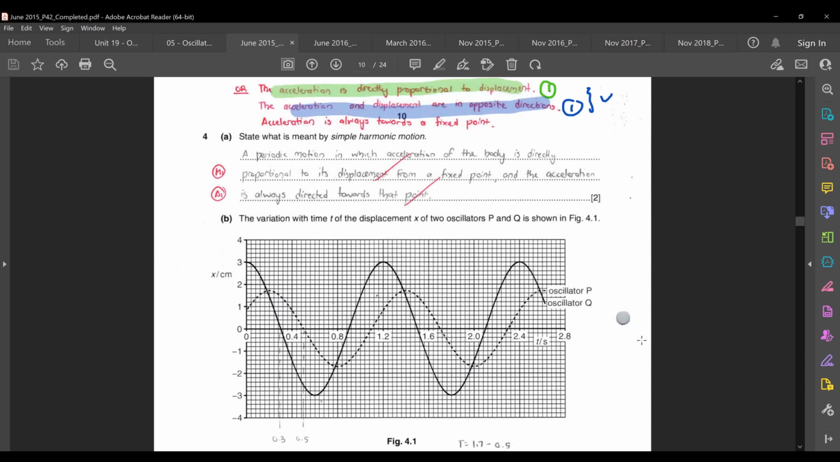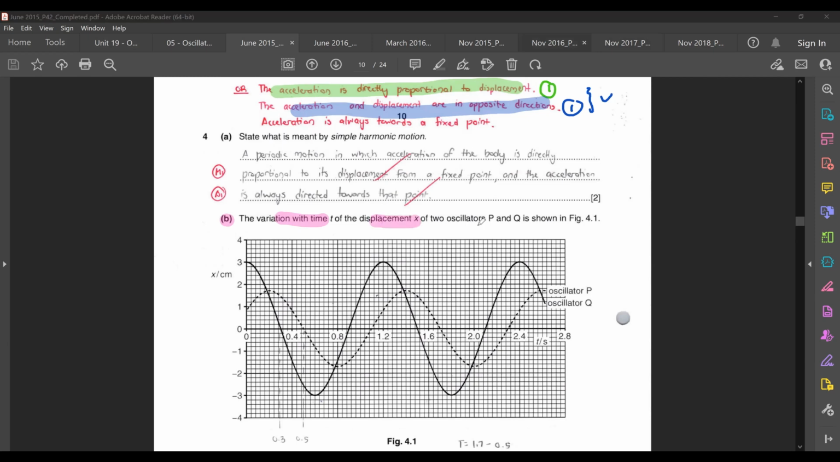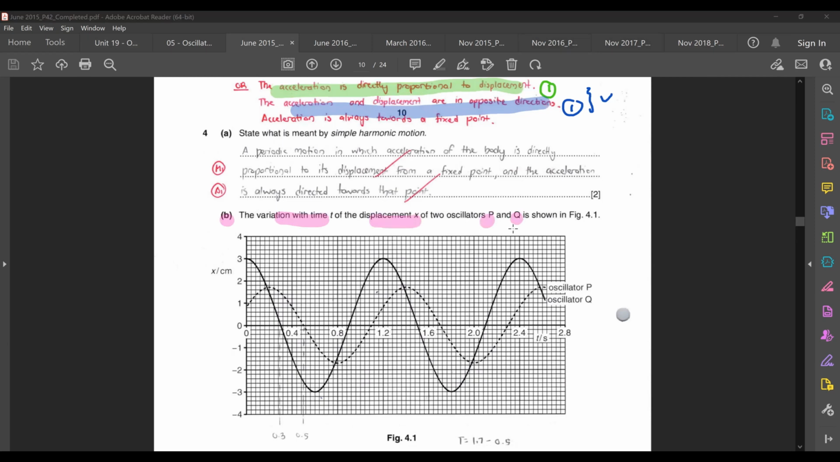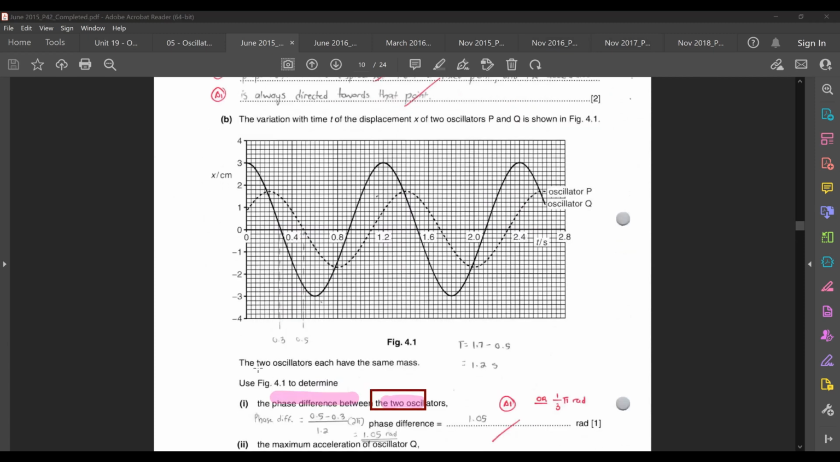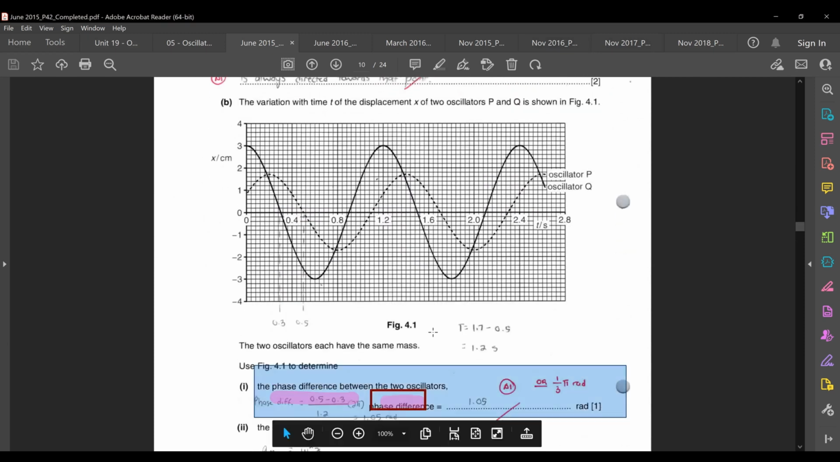Then the next thing you do is you look at part B. The variation with time t of the displacement x of 2 oscillators P and Q are as shown in this figure here. The 2 oscillators each have the same mass, so they've already specifically told you that you have the same mass here. Use the figure to determine the phase difference between the 2 oscillators.